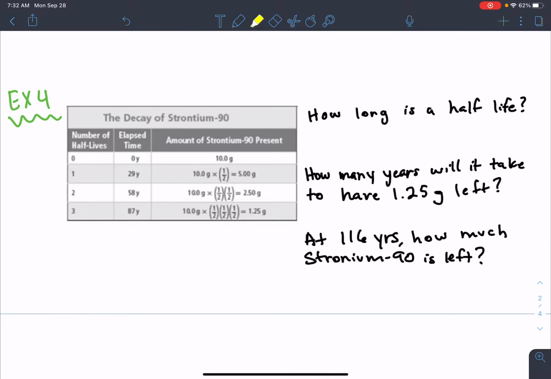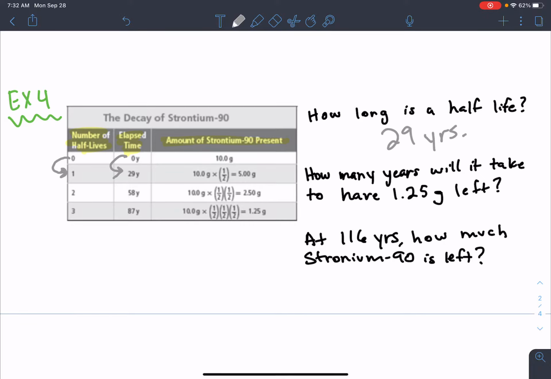Alright, this is a chart, so we're also going to have to learn how to read a chart. So for this chart, it's nice and labeled. This is our number of half-lives, this is the time elapsed, and this is the amount of strontium present. So the first question is just asking us, how long is a half-life? So we can see from 0 to 1, that's one half-life, and we can see that it was from 0 years to 29 years. So this is just 29 years long.